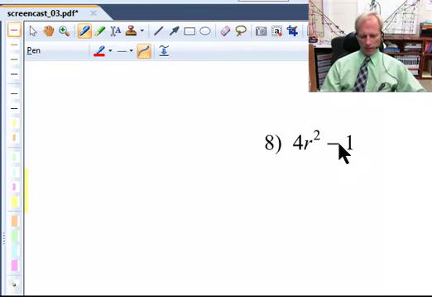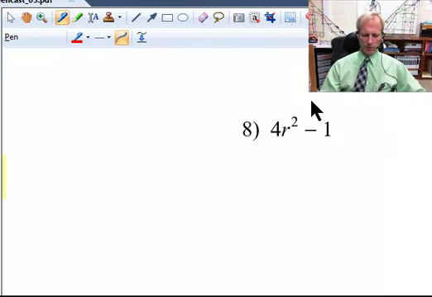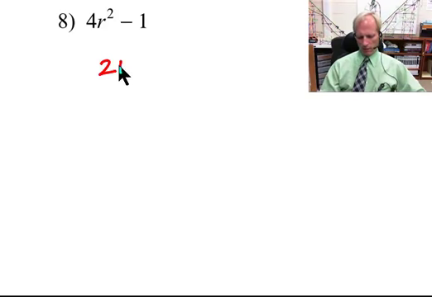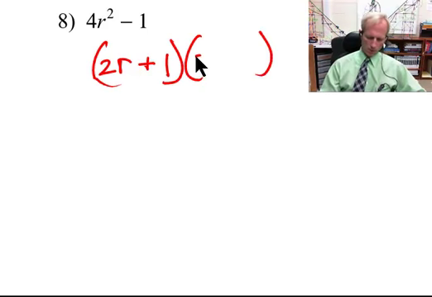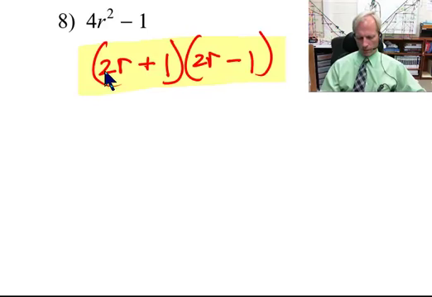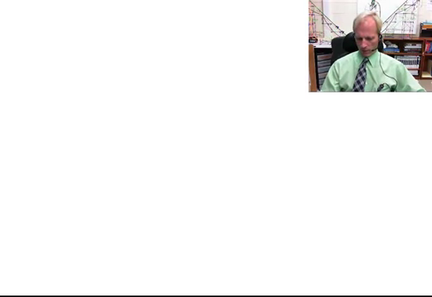Alright, in number 8, I have the difference of perfect squares being 2r and 4r squared and 1. So I'm going to take the square root of both terms and write them in twice. And then I'm going to put a plus in one of the binomials and a minus in the other one. And that's how I do the difference of perfect squares. It always has a plus and a minus.